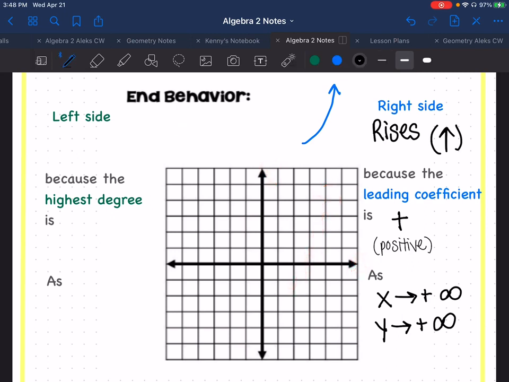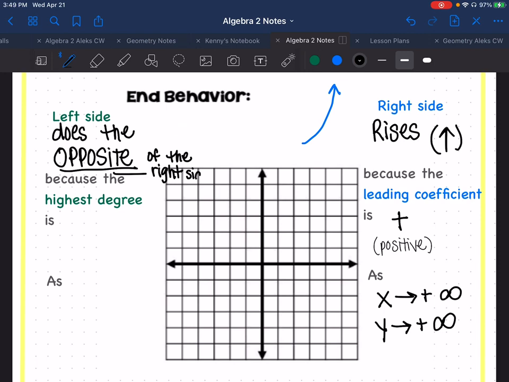All right, my left side does the opposite of the right side. It does the opposite of the right side of my function. Why? Because the highest degree is odd. I want you to look at that.